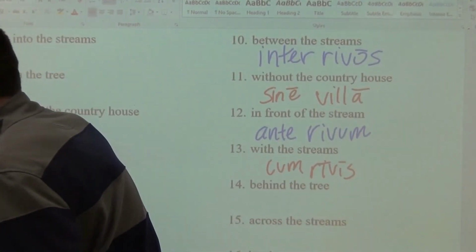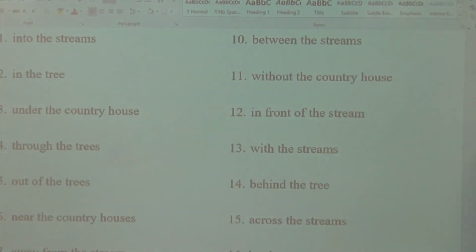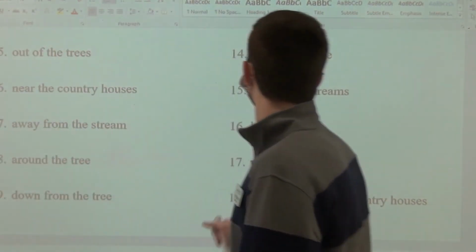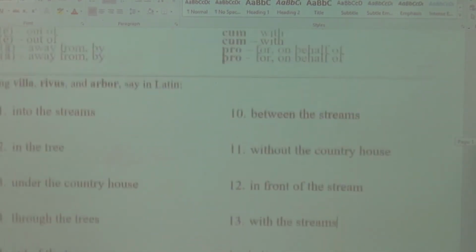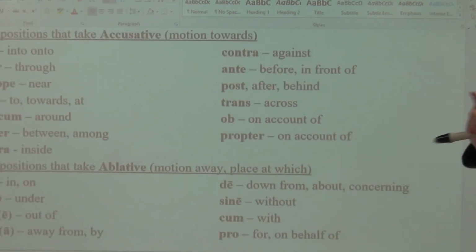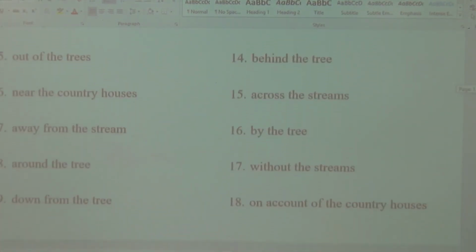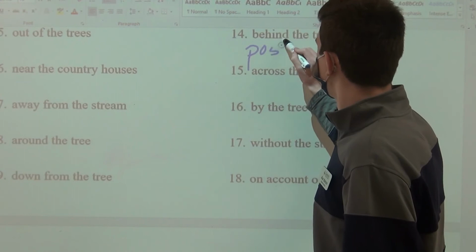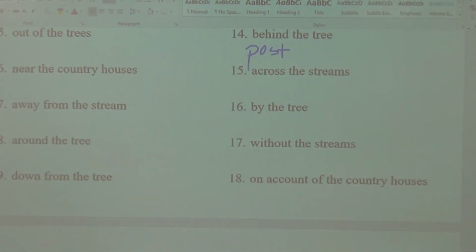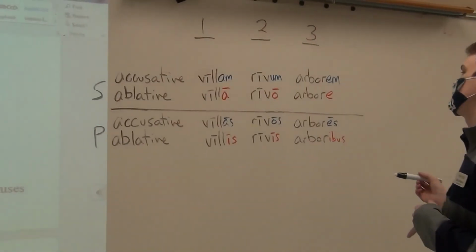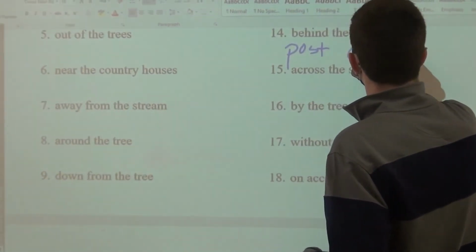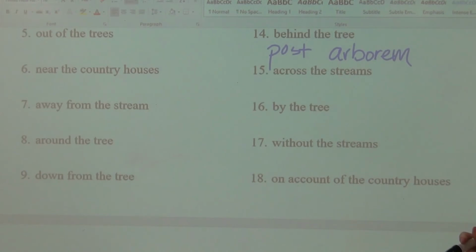Alright. We got like 4 more. Alright. So, behind the tree, we gotta figure out what behind means, so we come up here, and we see that post means behind. So we're going to make it blue for accusative. And then if we go over here, we see that singular accusative is arborem. So post arborem, behind the tree.